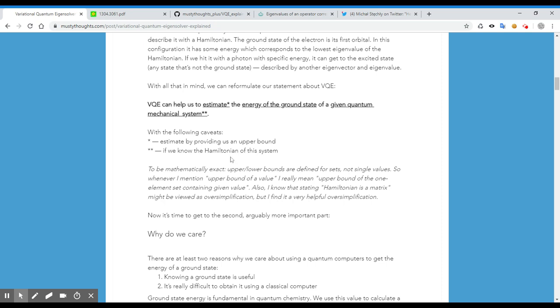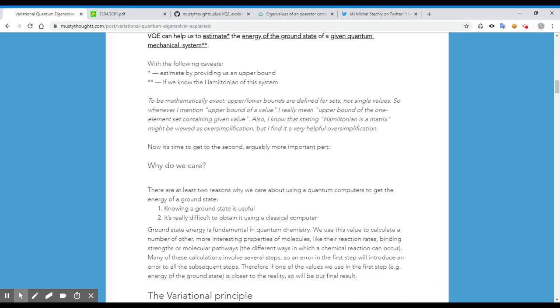To be mathematically exact, upper and lower bounds are defined for sets, not single values. So whenever I mention the upper bound of a value, I really mean the upper bound of a one element set containing a given value. Also, I know that stating Hamiltonian is a matrix might be viewed as an oversimplification, but I find it a very helpful oversimplification. Me too.